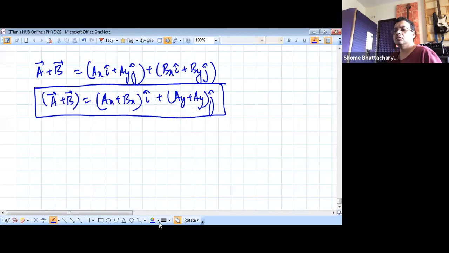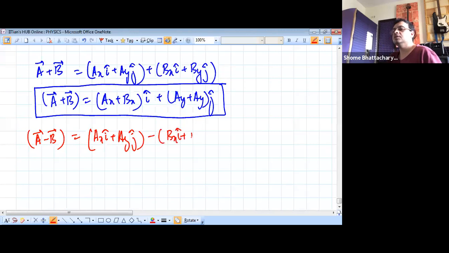And similarly, if we do A minus B in component form, just express A as Ax i cap plus Ay j cap, and B as Bx i cap plus By j cap. Now on opening this bracket, if you take i cap common, you have Ax minus Bx, and opening that bracket, you have Ay minus By. So the formula becomes like this.